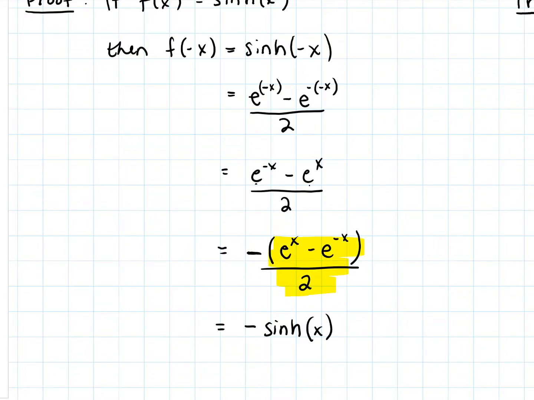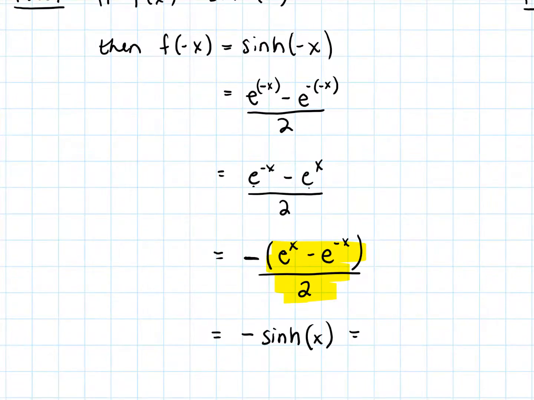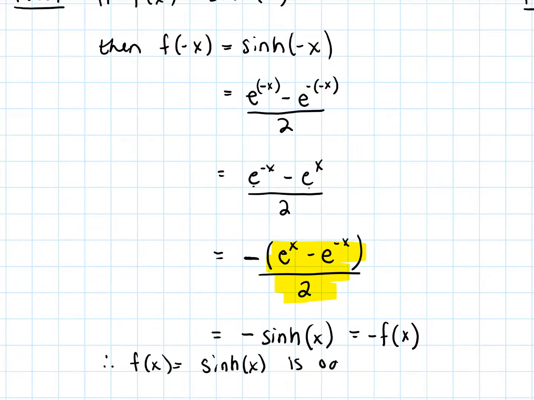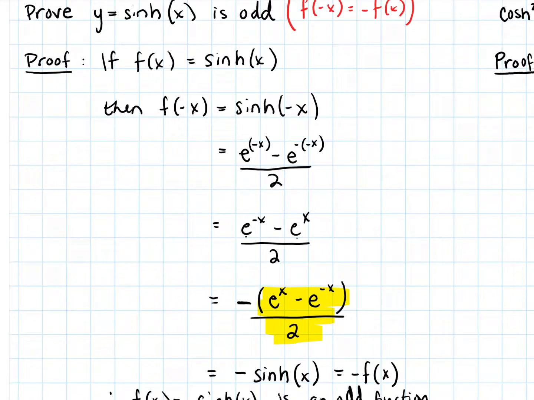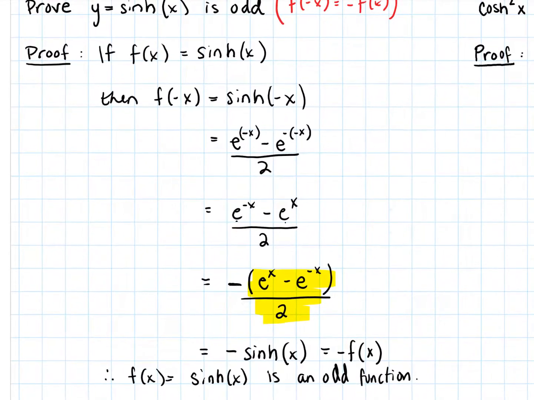So we have just proven that f of negative x is equal to negative f of x, and that means therefore that f of x equals sinh of x is in fact an odd function. And there's our proof. So it turns out that hyperbolic sine is an odd function.